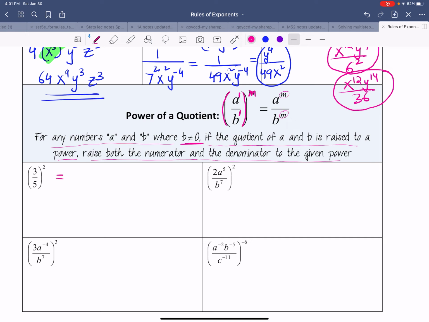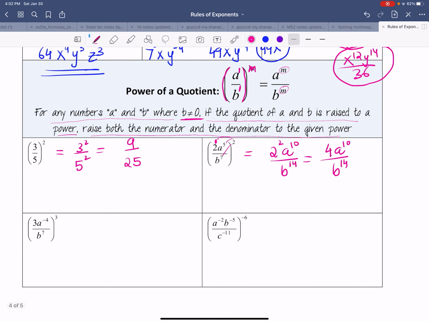Now here we are, 3/5 raised to the second power will be 3 to the second power over 5 to the second power, which turns out to be 9 over 25. And that's it. Cannot simplify it anymore. Again, keep in mind, every single exponent inside will multiply with the outer exponent. 2 to the second power is 4, a to the 10th power, b to the 14th power.